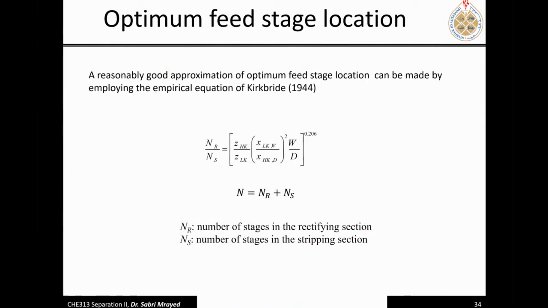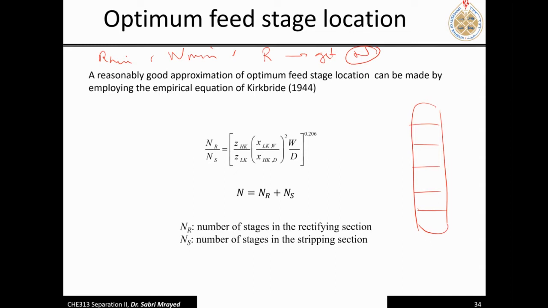Now we know the number of stages. We determine the number of stages based on R minimum and N minimum, and at that R I get N. But I want to know how many stages above the feed stage and how many stages below the feed stage, and that will give me the optimum feed stage. So now we have a certain number of stages, and that number is N.